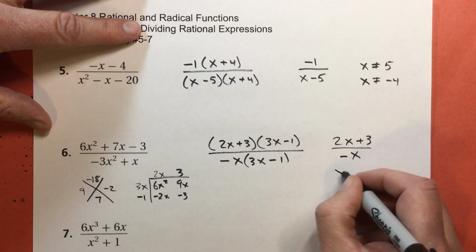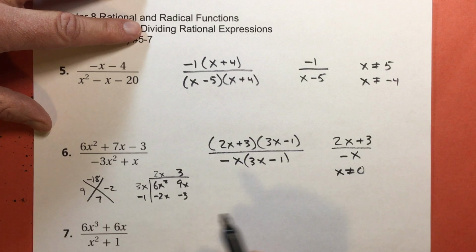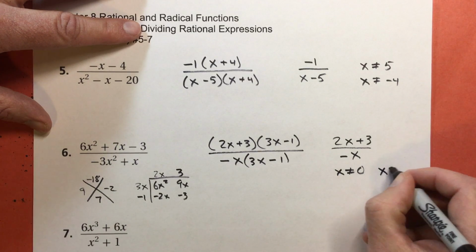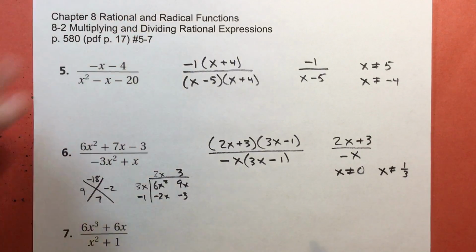And if I let x equal 0, this is going to be 0, so I don't want that to happen. And if I let x equal 1/3, I'm going to get 0, so don't let that happen. Say x is not equal to that.